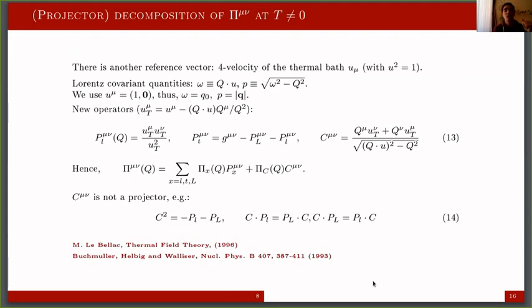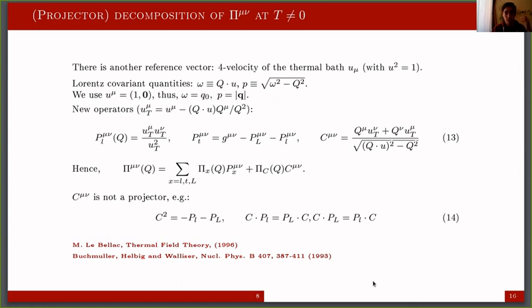We can calculate it. At finite temperature, it is a little bit more complicated because we have one more 4-vector, the 4-velocity of the thermal bath. Thus, we will have two more projectors, the 3-longitudinal and the 3-transversal, and another tensor appears that is unfortunately not a projector, this C, and it would cause a problem, but fortunately we need the self-energy only at vanishing temperature and vanishing external momentum.